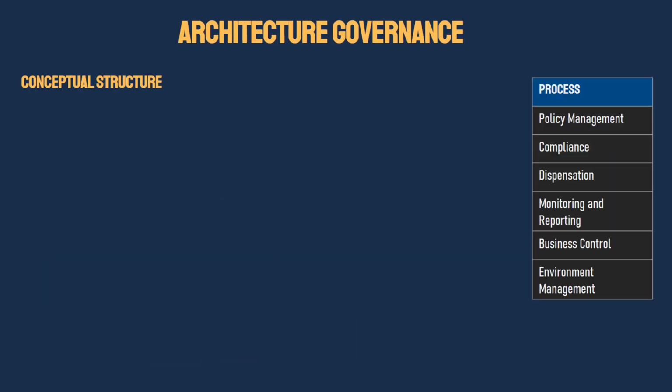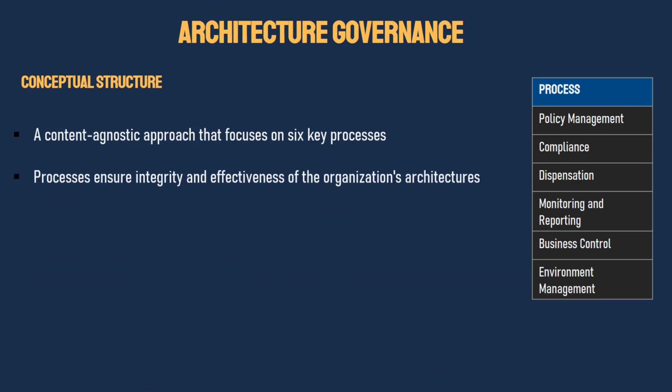When we talk about governance from a conceptual structure, it is a content agnostic approach that focuses on six key processes, including policy management, compliance, dispensation, monitoring and reporting, business control, and environmental management. The process ensures integrity and effectiveness of the organization architecture.